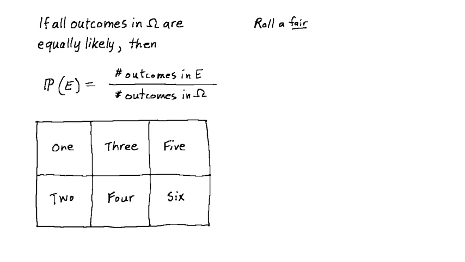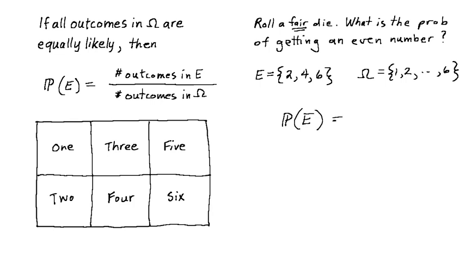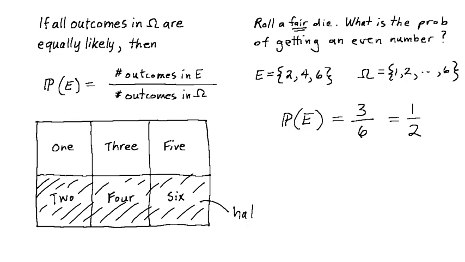To tie up this point, note that we can compute the probability of getting an even number when we roll a fair die by simply noting that there are 3 equally likely outcomes in the event of interest, and 6 equally likely outcomes in the entire sample space. Based on the formula then, the probability of E is 3 over 6, or 1/2. This answer, of course, matches the fact that half of the area in the rectangle is taken up by even numbers. Perhaps that's obvious to you, but I think it's a nice check.